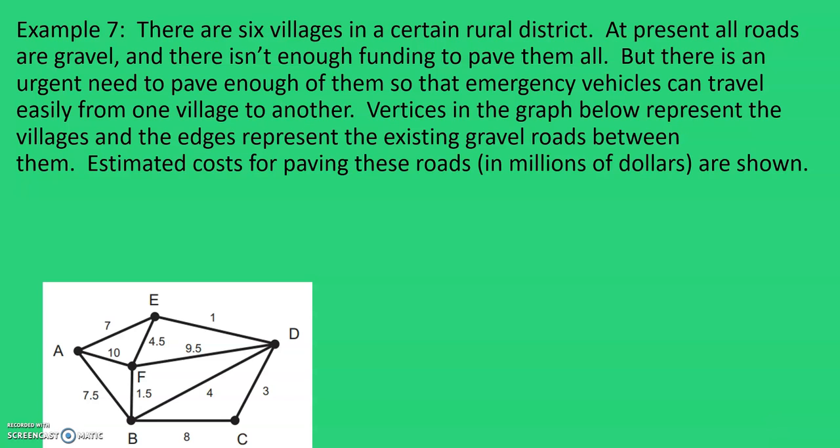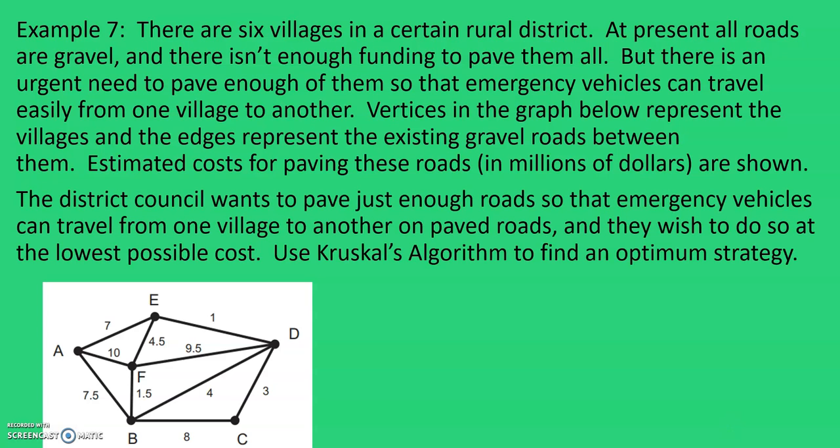Here's our graph, and example 7. There are 6 villages in a certain rural district. At present, all roads are gravel, and there isn't enough funding to pave them all. But there is an urgent need to pave enough of them so that emergency vehicles can travel easily from one village to another. Vertices in the graph below represent the villages, and the edges represent the existing gravel roads between them. Estimated costs for paving these roads in millions of dollars are shown. The district council wants to pave just enough roads so that emergency vehicles can travel from one village to another on paved roads, and they wish to do so at the lowest possible cost. Use Kruskal's algorithm to find an optimum strategy.